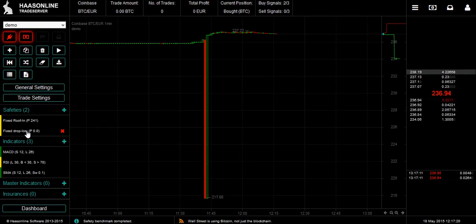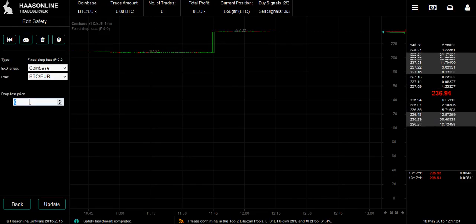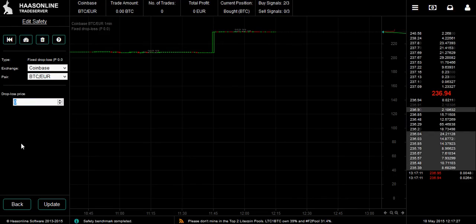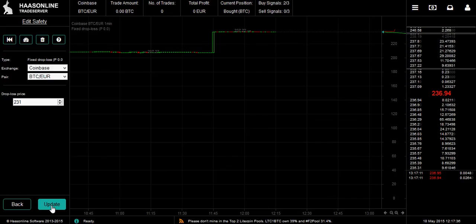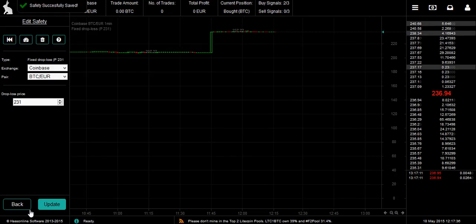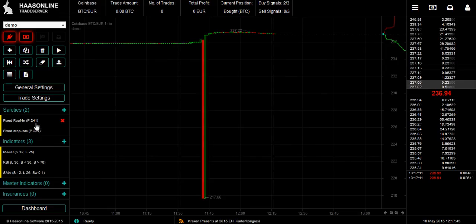And drop loss is the exact opposite. Let's say, okay, well, if it goes to 231, then I think that we're really going to test that 220 range again. I want to get out and I want to try to buy back cheaper. So 231, that's my limit. All right, and that's it. So we basically have a stop at 231 and a buy in at 241.